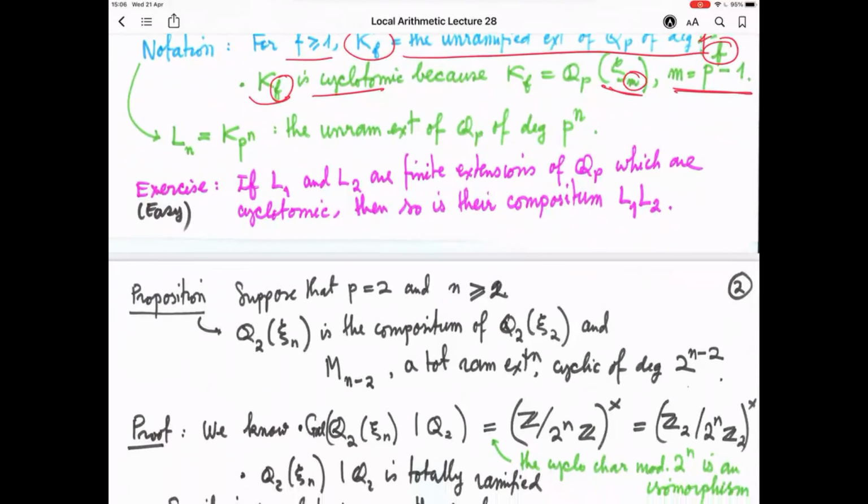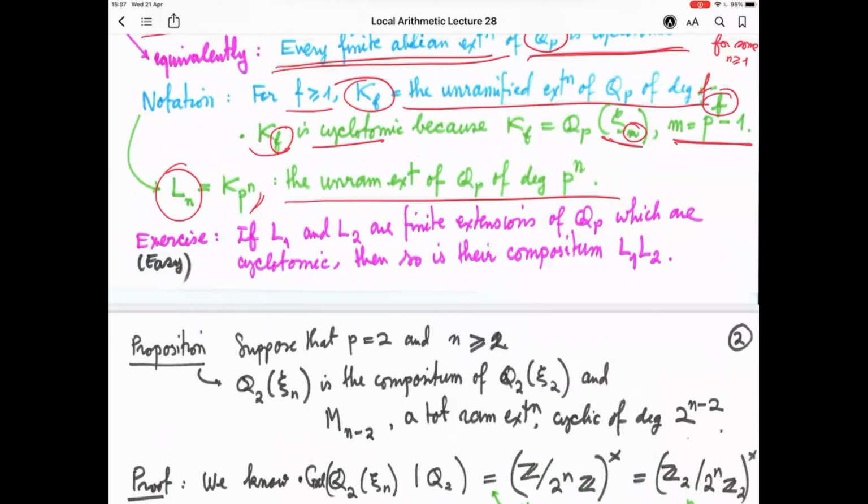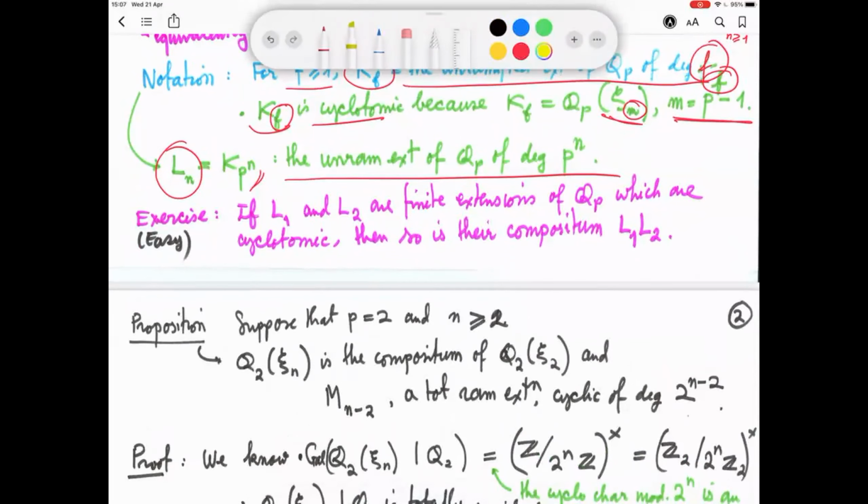Now, I'll further use the notation Ln for K p to the n. So this is the unramified extension of Qp of degree p to the n. Kf is the unramified extension of degree f, right? And K p to the n is the unramified extension of degree p to the n, right? Okay.